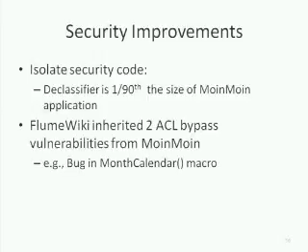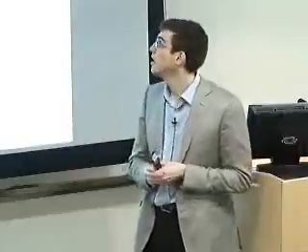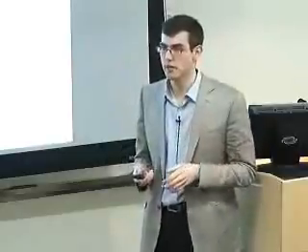So what are the security improvements? There are 2 different 1,000 lines of code here. 1,000 lines of code we have to actually change in Moimon just to get it working. But there's another 1,000 lines of code, and that is the code we stuck into this declassifier. And that's about 1/90th the size of Moimon, and what we're saying is that we're now just susceptible at the application level to bugs in that declassifier.